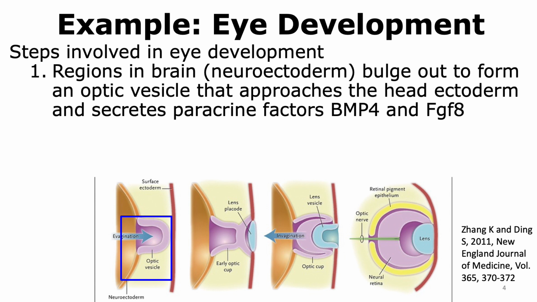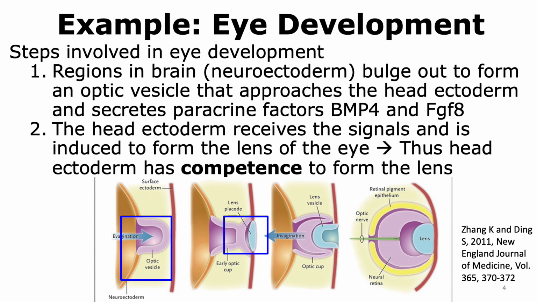The optic vesicle secretes paracrine factors called BMP4 and FGF8. The head ectoderm receives the signals from the paracrine factors BMP4 and FGF8 and is induced to undergo changes to form the lens of the eye. When we look at the figure now, we can see that a portion of that red line of surface ectoderm that is in contact with the optic vesicle has undergone changes to form tissues that will become the future lens of the eye. Thus, the surface ectoderm cells have the competence to form the lens.